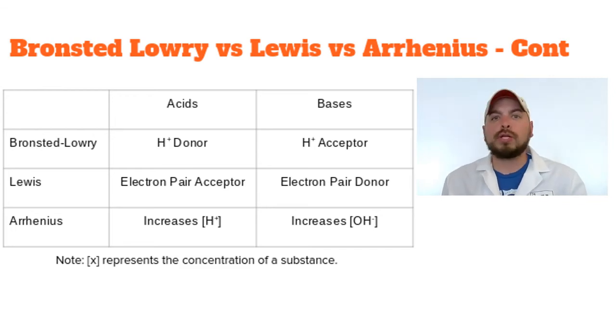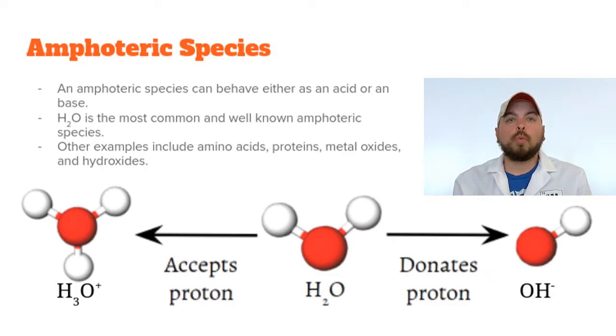However, you also need to be able to look at how it behaves to predict whether it's an acid or a base. One other thing to be aware of is that some species, some chemicals, can act as both acids and as bases. These are known as amphoteric species. That means that they can act as both an acid or a base.